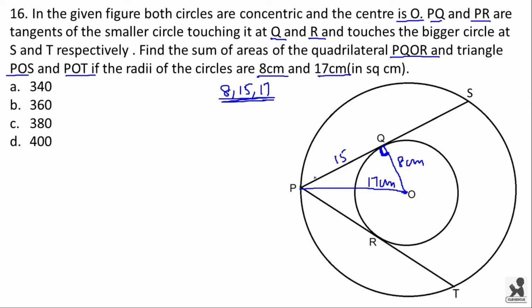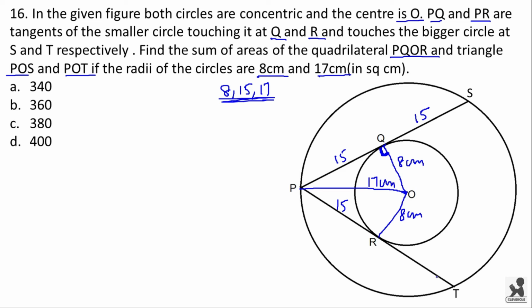So this line, because PS is a chord over here, we have PQ equal to QS because there is a line drawn from the center to PS which is perpendicular to it. So the length of QS is 15. Now draw the line connecting OR. Here also this is 8 centimeters and this is 15 centimeters.